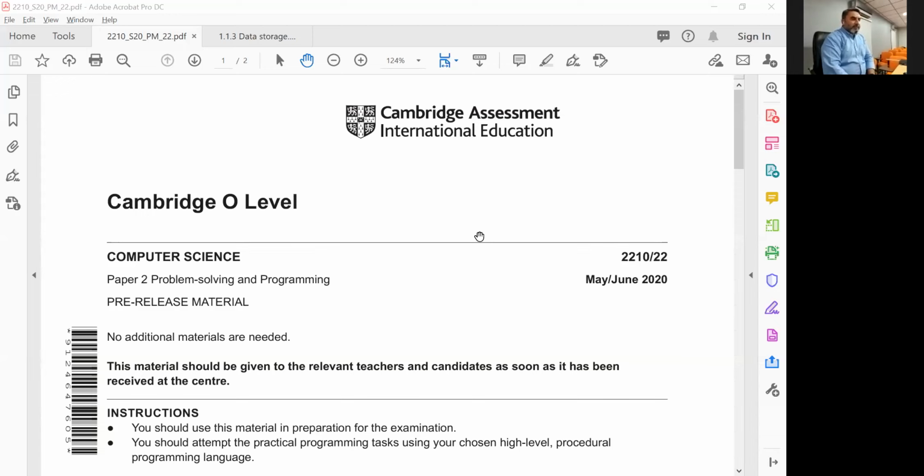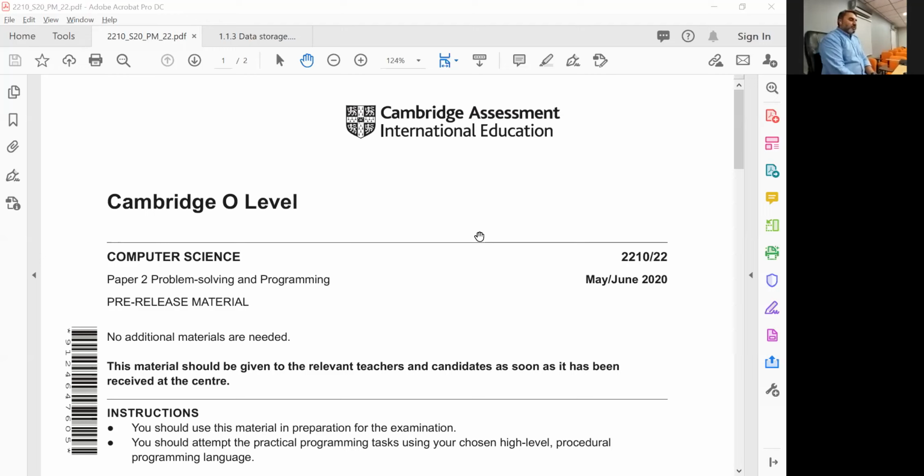I'm here to explain Cambridge O-level computer science pre-release material. This is just an explanation session which I am recording so that you could understand what the task is requiring from you. It is a learning by doing section rather than a technical discussion. We will be more focused over how the whole thing is happening.